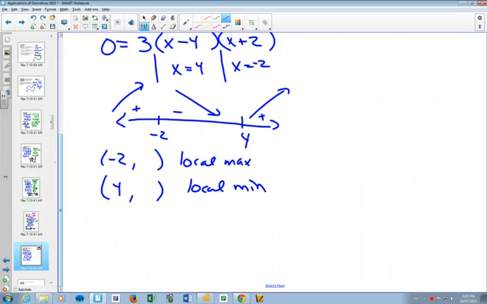And what did you get? Negative 2 comma 23 and 4 comma negative 85. Oh, nice big numbers.